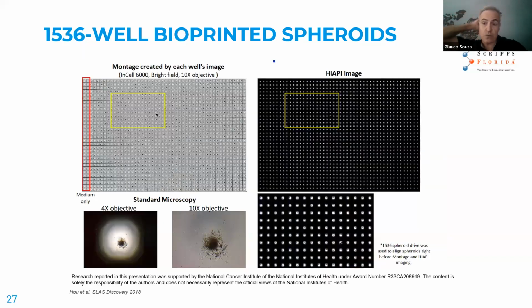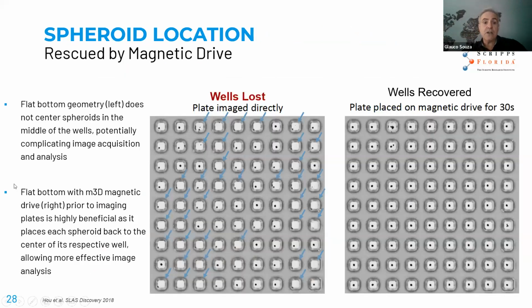This is also showing reproducibility, which is something very important. This is a picture of the 1,536 plate, and you can see that you have a spheroid centered in every well, and they are very much the same size. Here is another valuable aspect of magnetizing your cells. When you're imaging spheroids on a flat bottom, which is usually what you want, if you want a high quality, high resolution image, you need to use a flat bottom.